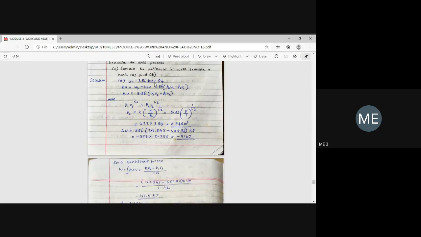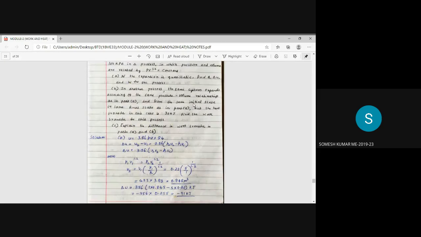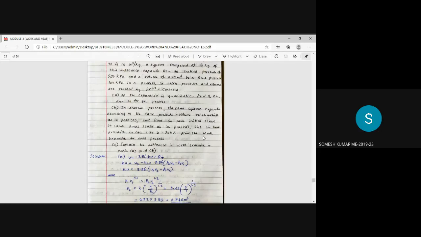Tell me any doubts. Sir, the equation is PV raised to the power 1.2 is constant. Does that mean it can be either polytropic or adiabatic? No. Adiabatic usually means 1.4, PV raised to 1.4 equals constant. As I said, gamma is 1.4, right? 1.4 for air. Yes, for air it is 1.4. Suppose if they give the equation PV raised to 1.4, in that case you consider it as an adiabatic process.